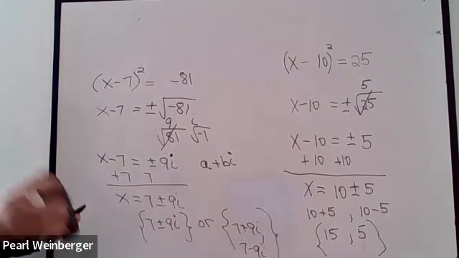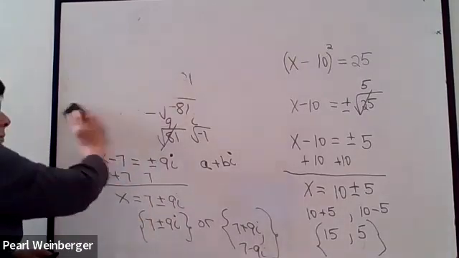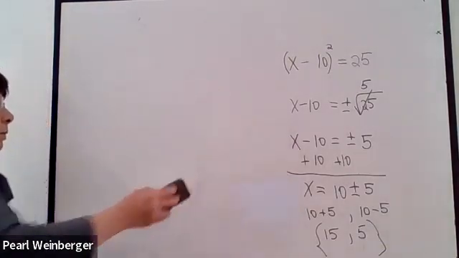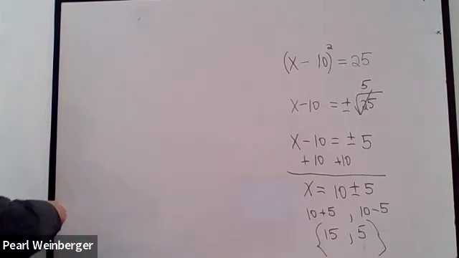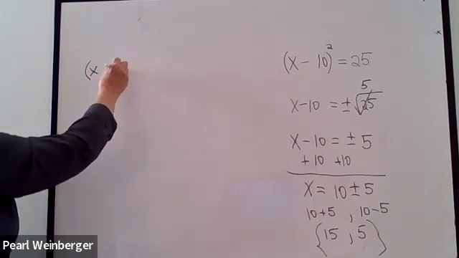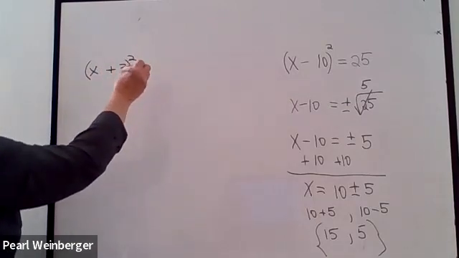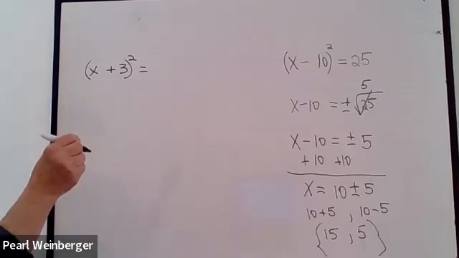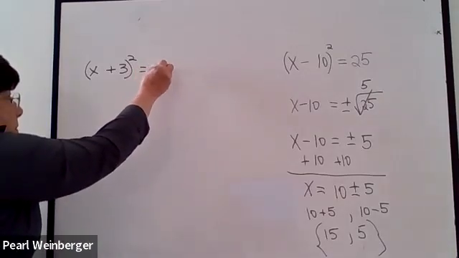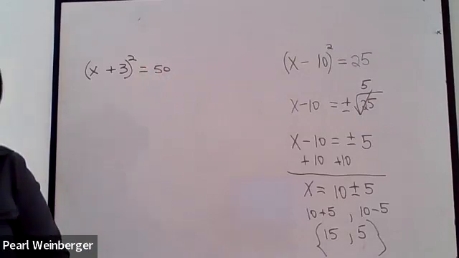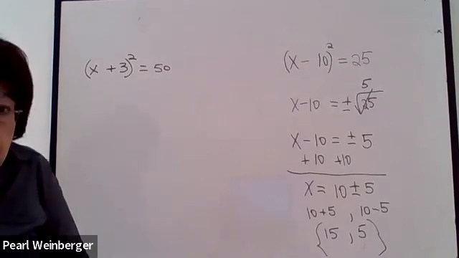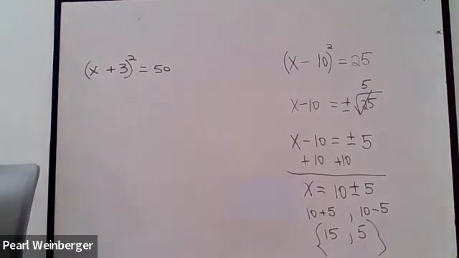Okay, so now I'm going to give you one to try. x plus 3 squared equals 50. I'm giving you a few minutes to try that one out. While you're doing this, I'm going to be taking attendance.